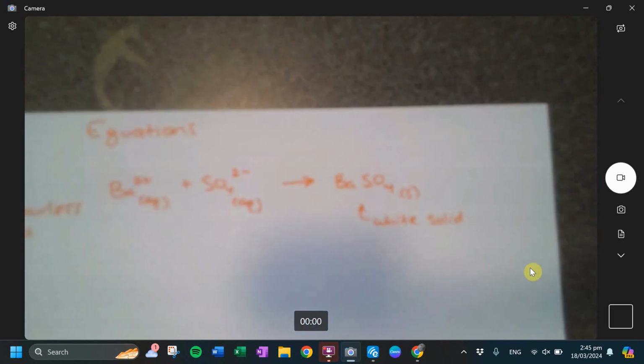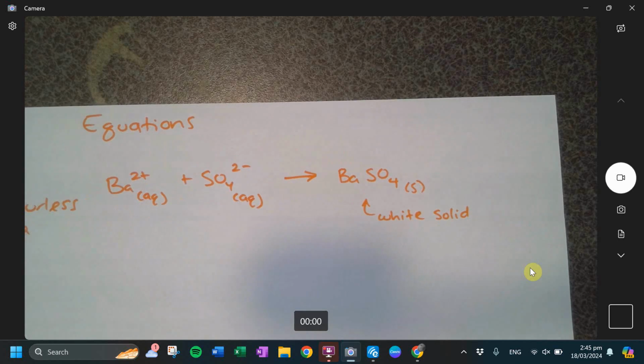I know it's blurry, I'm fixing it. They're both in solution to start with, and then they become a solid when I mix them together.